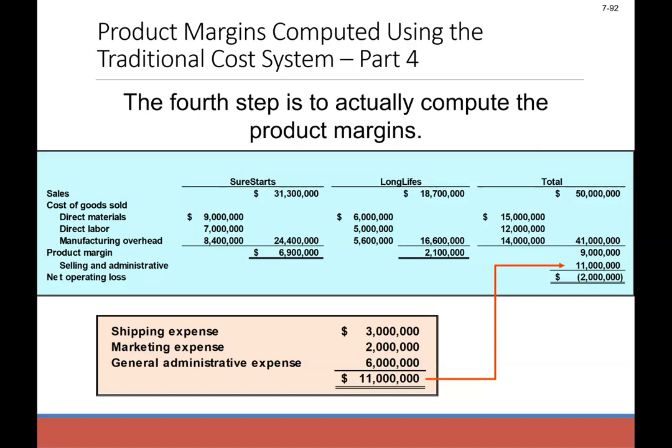The 4 steps of computing the product margins are shown here. Doing the traditional system, do you see how it looks like Long Lives are making money? But when we went through the activity-based costing system and really took it apart based on the various pools, what it's really costing us, we're getting 2 different sets of information.